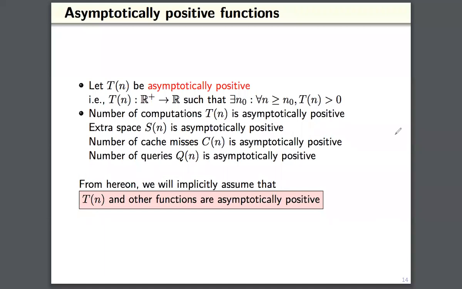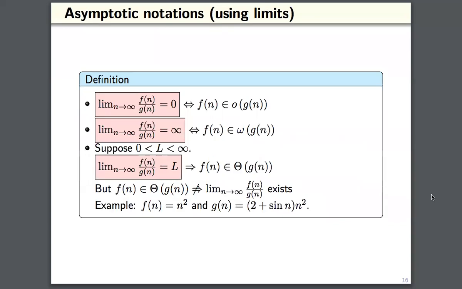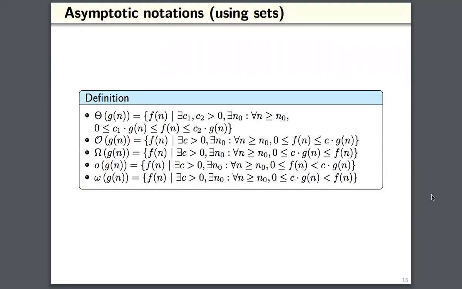So you cannot have something like this. You will never ever use a function like this. Why? When n increases, this is decreasing, and this is not asymptotically positive. Okay, so this is the definition of asymptotic notations.